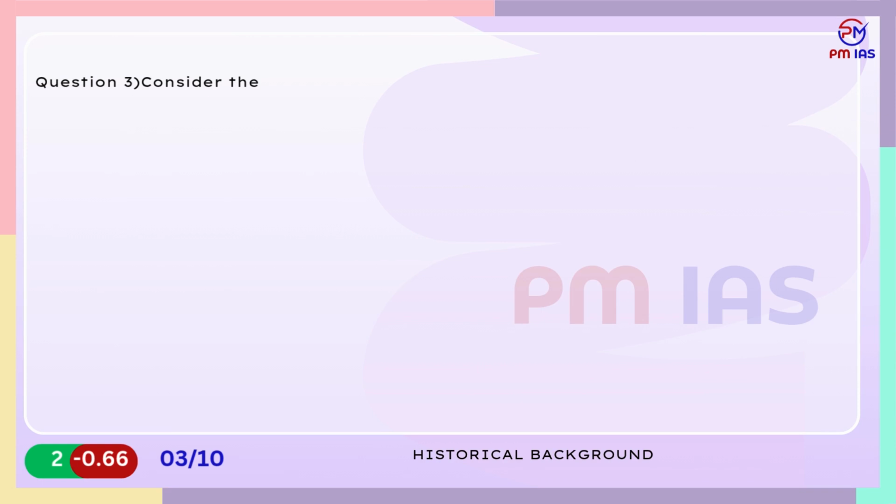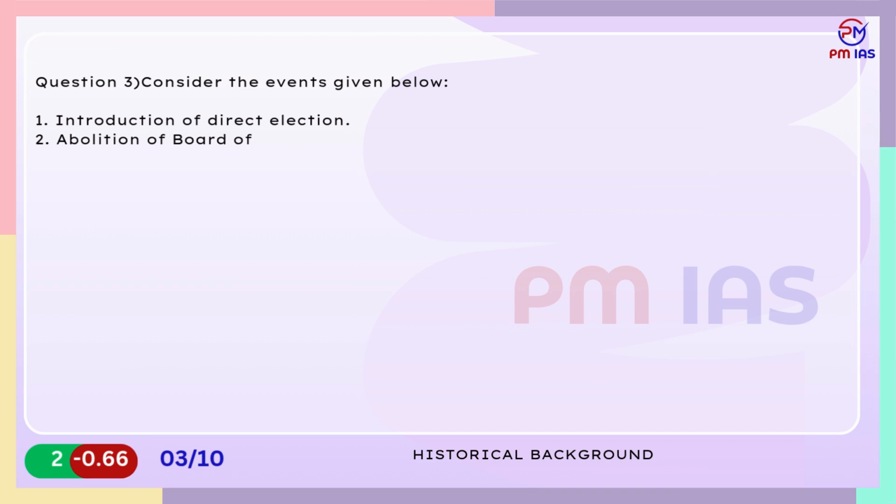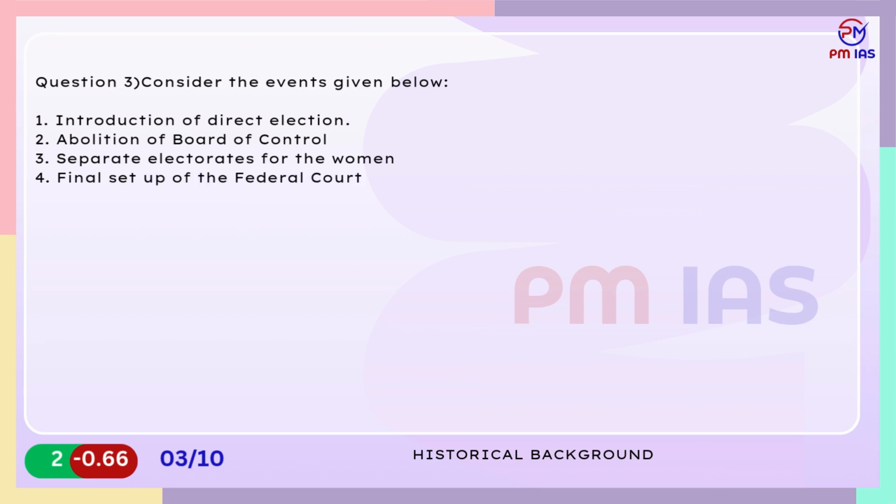Question 3. Consider the events given below. 1. Introduction of direct election. 2. Abolition of Board of Control. 3. Separate electorates for the women. 4. Final set-up of the Federal Court. 5. Vernacular Press Act. 6. Submission of report by Simon Commission. Arrange the events above in the correct chronological sequence.